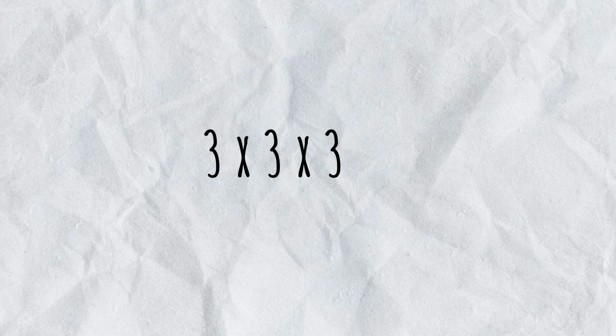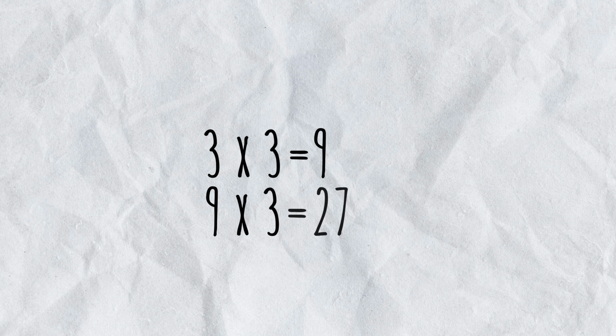And the best way to do that is simply just do 3 times 3, which equals 9, and then do 9 times 3, which equals 27.